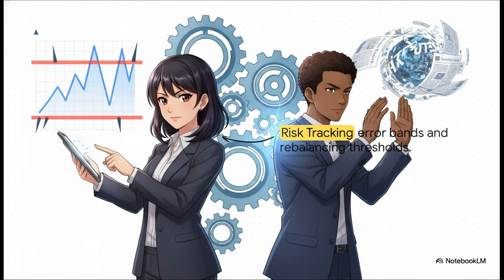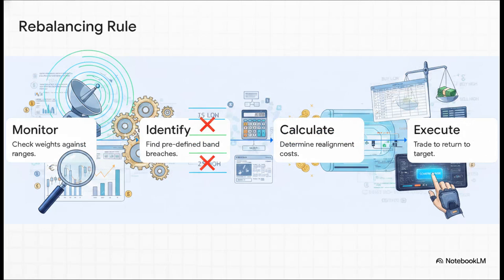Establishing rigid risk tracking error bands and rebalancing thresholds is absolutely crucial to prevent emotional decision making. When an asset class pierces a band, action is required. The math decides, not market panic. By standardizing your playbook, you ensure that you buy low and sell high systematically.